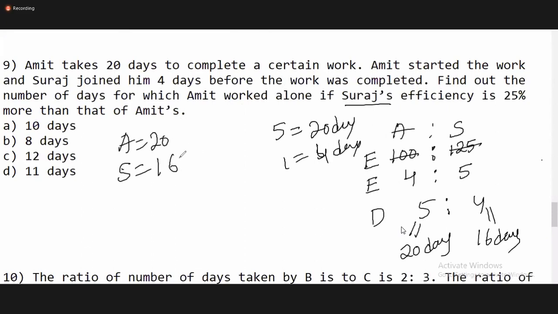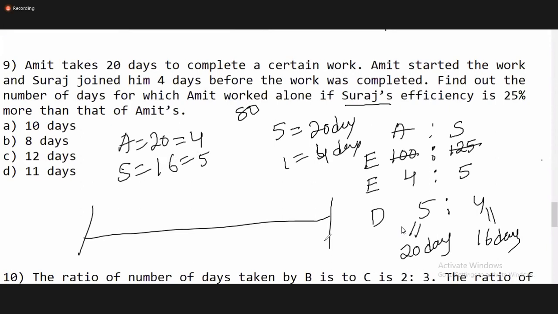Now, as usual, what is the LCM of 20 and 16? Quick. 80. Yes, 80. When 80 is LCM, Amit will eat 4 chocolates, Suraj will eat 5 chocolates. Yes or no?